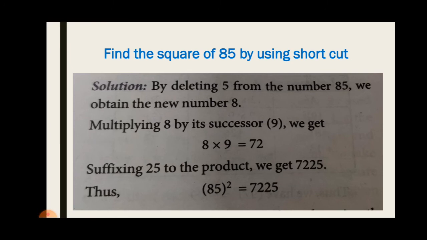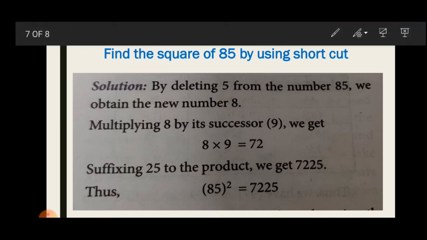For example, find the square of 85 by using the shortcut method. Delete the 5 from the number 85, we get 8. Now multiply 8 by its successor. To find the successor of 8, we add 1 to it. Then the successor of 8 is 9. So multiply 8 by its successor. We get 8 into 9 is equal to 72.